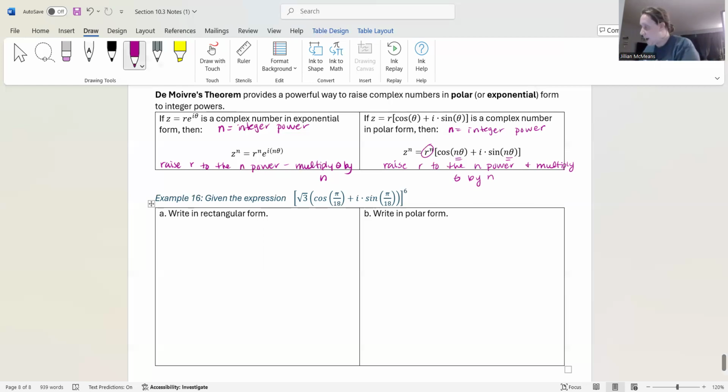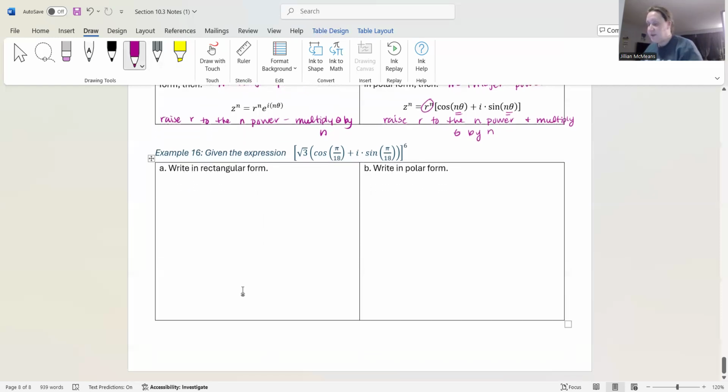Okay, so let's take a gander over here. We have example 16, which is our last one. Let's call this z. So z equals the square root of 3 times cosine of pi over 18 plus i times sine of pi over 18, and we basically want to raise that whole thing to the sixth power. So we're looking for z to the sixth power. What we need to do is figure out what r to the sixth power is, and then figure out what theta times 6 is.